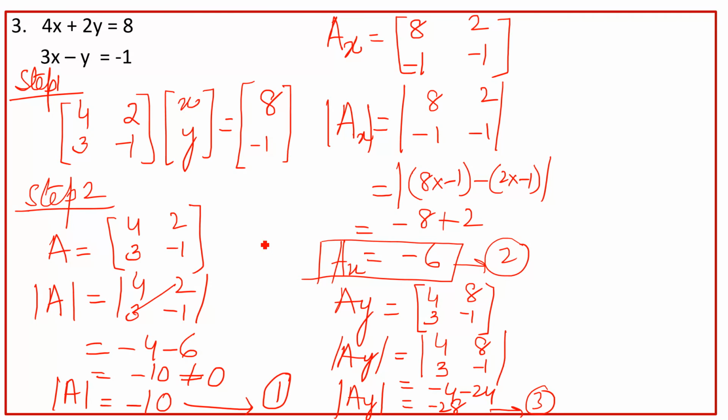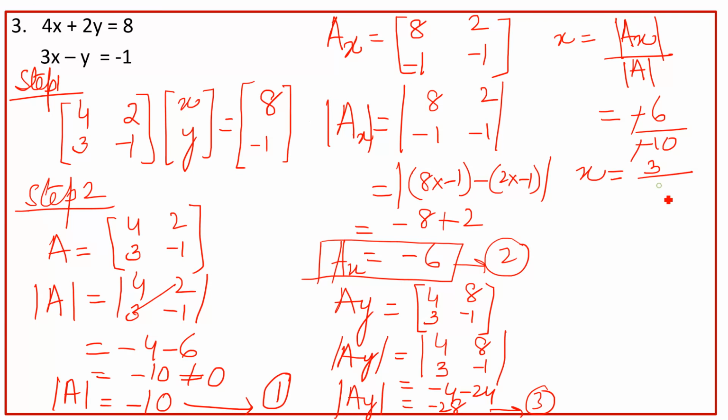Right, now you should know what formula you have to use in order to find the value of x and y. So this is the formula for x, Ax divided by the determinant. So Ax is -6, and the determinant is -10. So when we cancel this, the negatives cancel out each other, 2 3 times is 6, 2 5 times is 10. So this is the value of x.